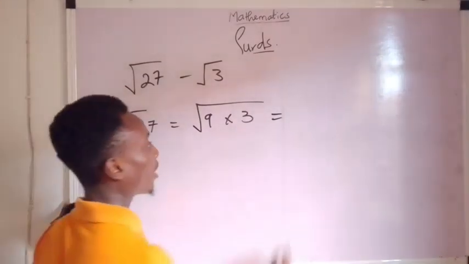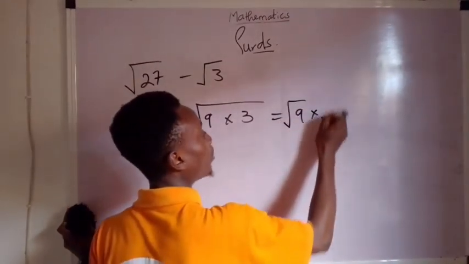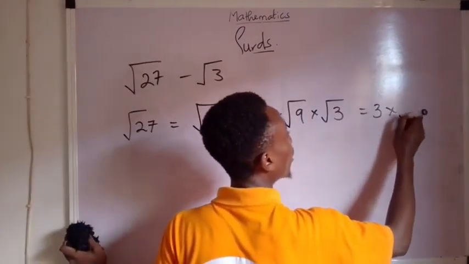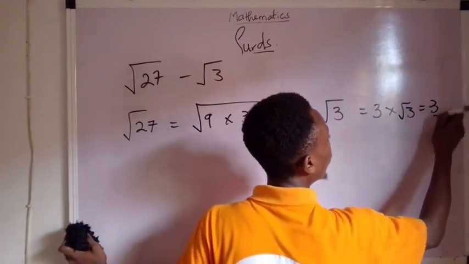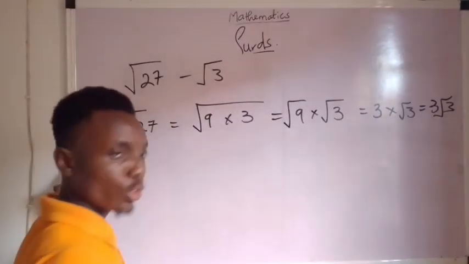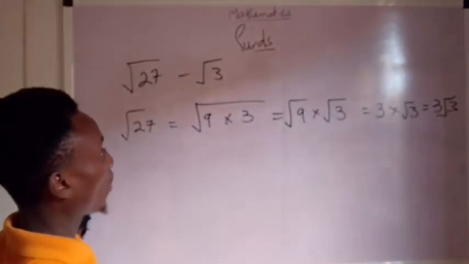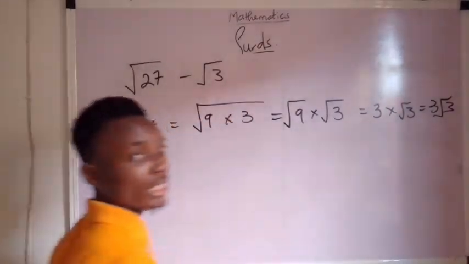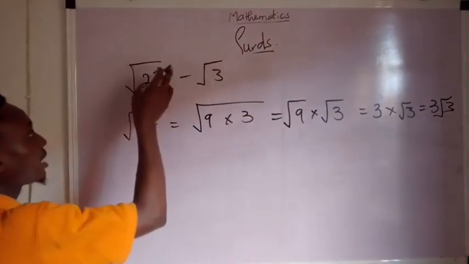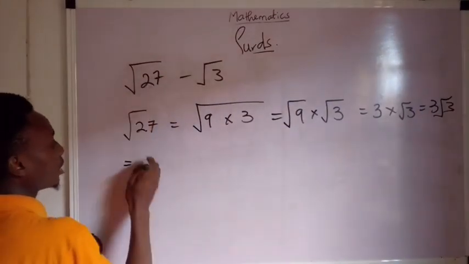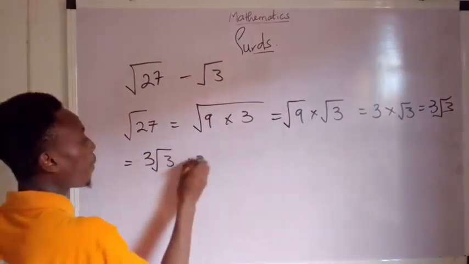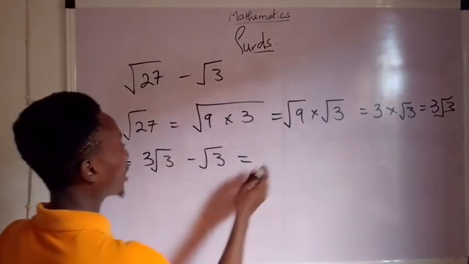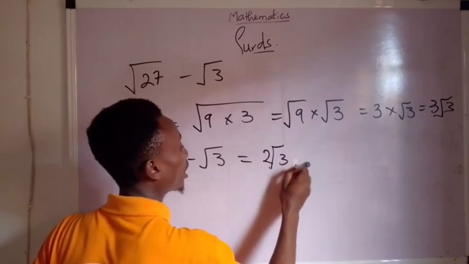We split this up, right? You have 9 times 3. Now, the square root of 9 being 3, we multiply it by root 3. We now have 3 root 3. Just follow through the class, you will get it clear. Now, if you replace this root 27 with 3 root 3, they are actually the same thing. Now, if you replace it here, you will be getting 3 root 3 minus root 3. Now, if you follow the law of addition, what we just did, we get 2 root 3 as our final answer.